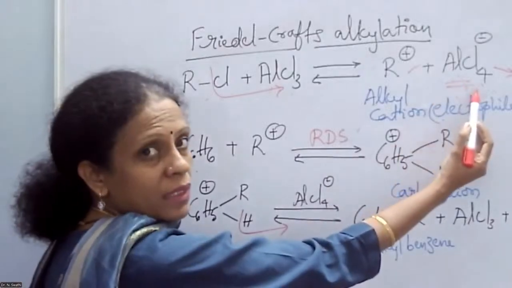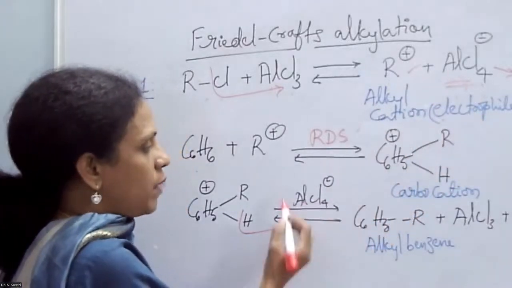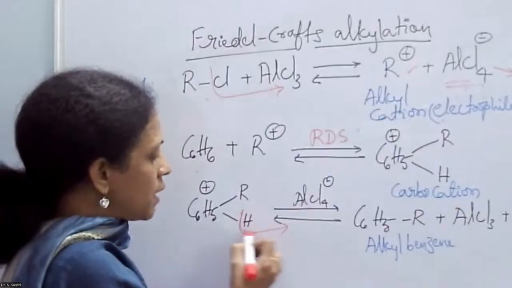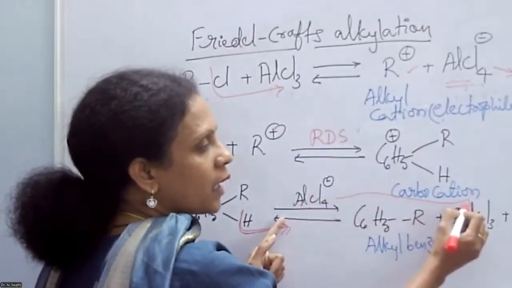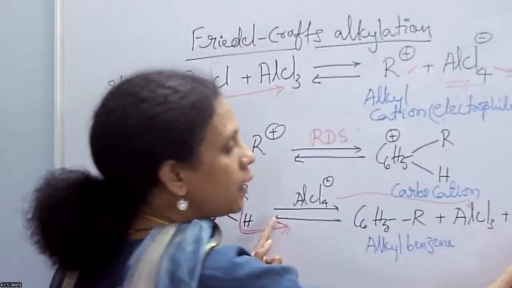So that is the aluminum tetrachloride ion which is formed in the first step. And this base causes abstraction of a proton. So upon reaction with the proton, this aluminum tetrachloride will be converted to aluminum trichloride and hydrochloric acid.